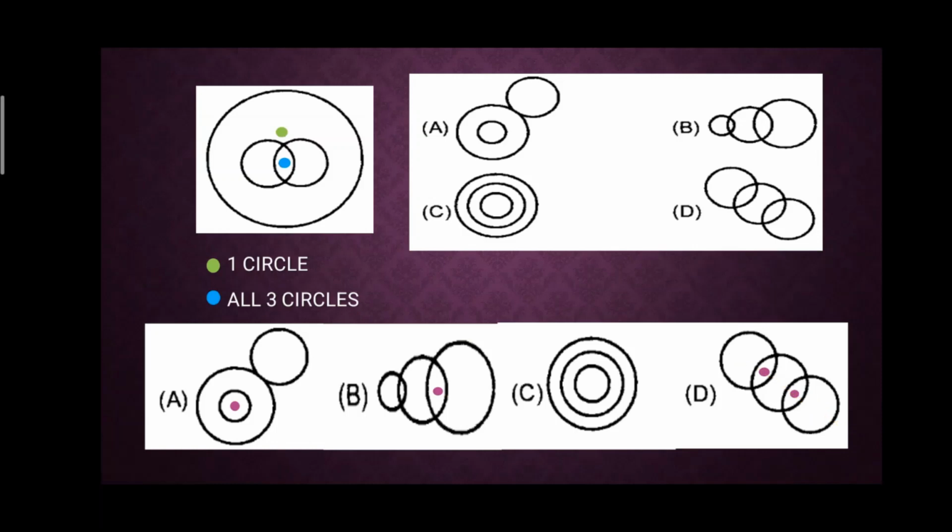Now you will go to option C. There you have already seen the green dot. Now the blue dot will be at the center because this center area represents all the three circles. This dot is inside all the three circles that are given to you. Therefore the answer is option C.